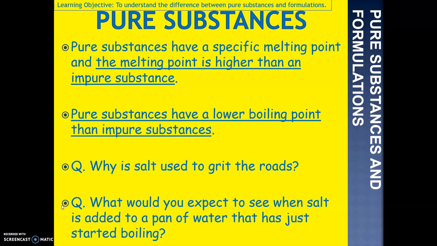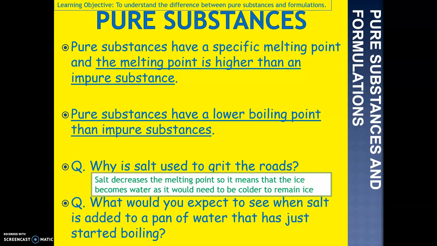Okay, your 5 minutes are up there, guys. Can you make sure we self-assess this in another colored pen or pencil? So the first question is just asking, why is salt used to grit the roads? Well, salt decreases the melting point of the ice, so it means that it would need to be colder for the water to remain ice.